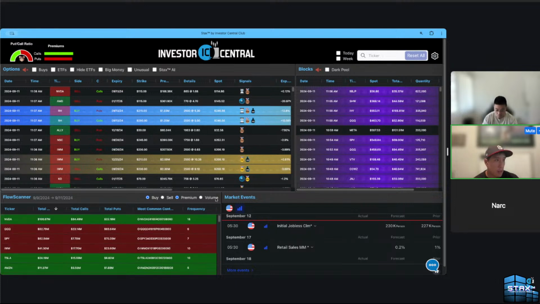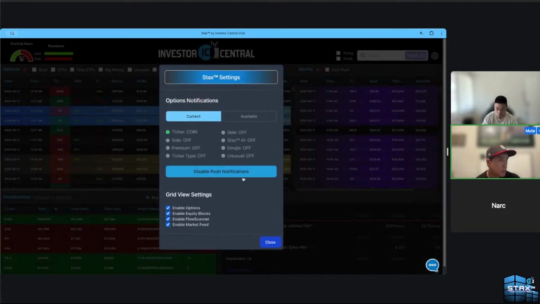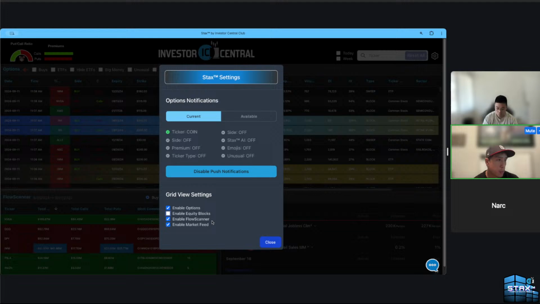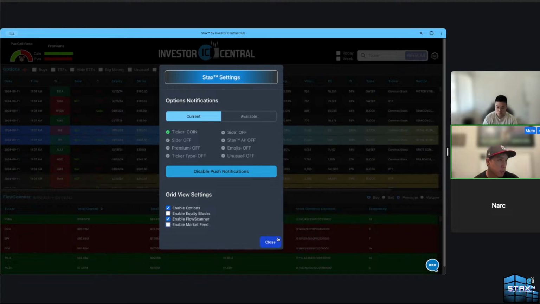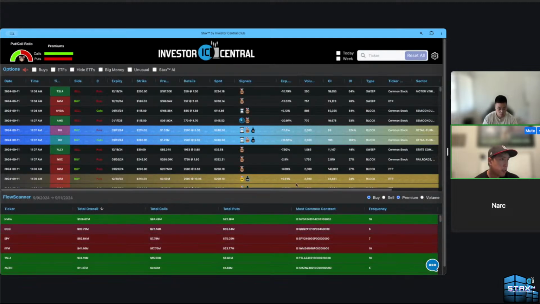But let's go back into these. Generally, for me, I do notice that some of these take up quite a bit of real estate on my screen. So I usually disable the equity blocks, and once I've understood what's going on with the market already, I will disable the market feed just so I get a little bit more room to look at what's going on in here.